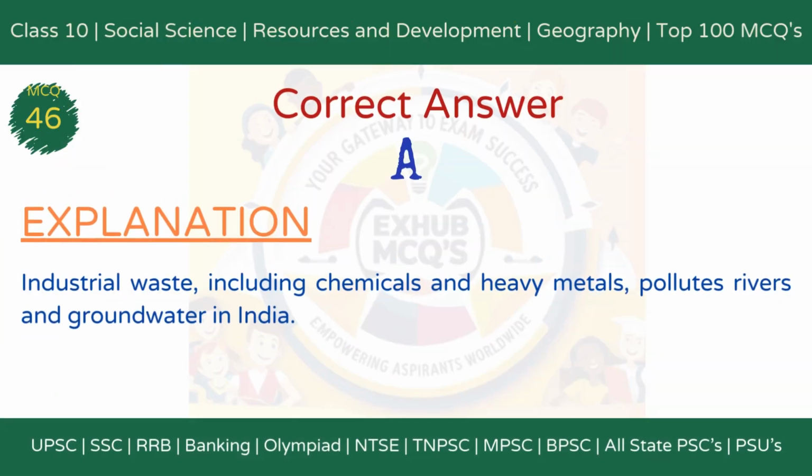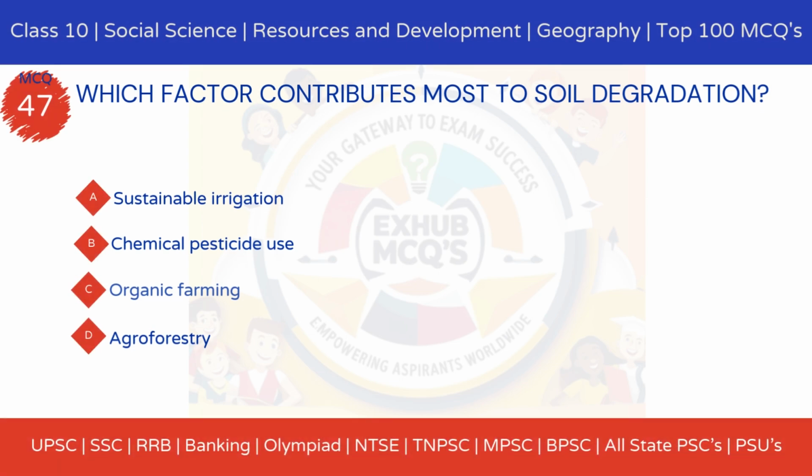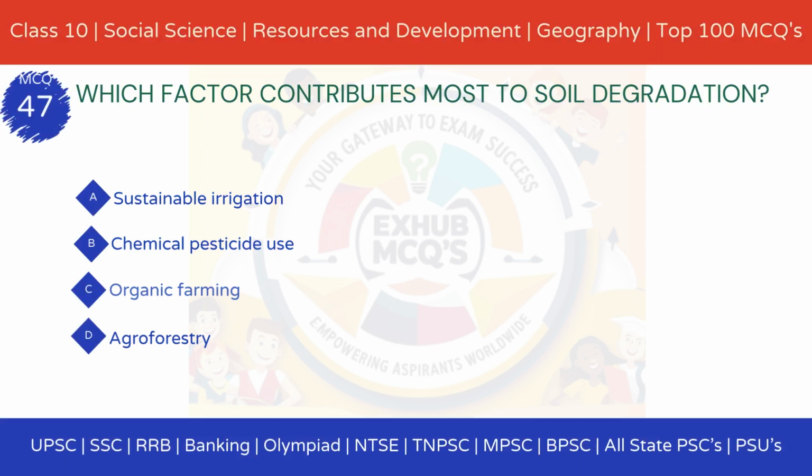The correct answer is A, industrial waste. Explanation: industrial waste, including chemicals and heavy metals, pollutes rivers and groundwater in India. MCQ 47. Which factor contributes most to soil degradation? Option A, sustainable irrigation. Option B, chemical pesticide use. Option C, organic farming. Option D, agroforestry.